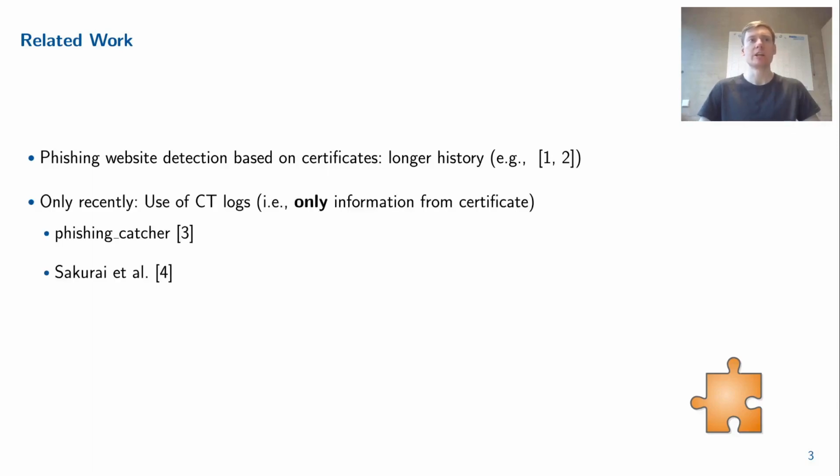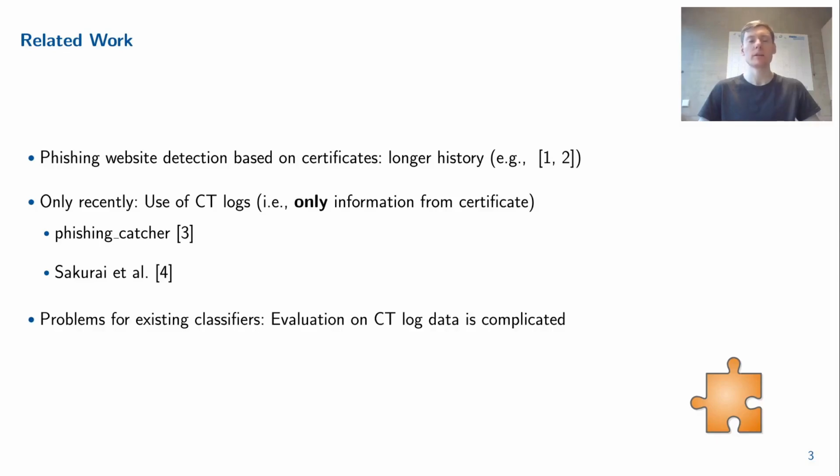With increasing adaptation of the CT logs, several researchers have started designing classifiers specifically for the CT log use case. Here, the earliest phishing classifier, to our knowledge, is the Phishing Catcher, a tool that is published on GitHub and that uses expert knowledge to detect suspicious certificates. Another recent example is the classifier by Sakurai and co-authors that learns patterns in domain names of non-phishing websites, which can then be used to find new suspicious domain names.